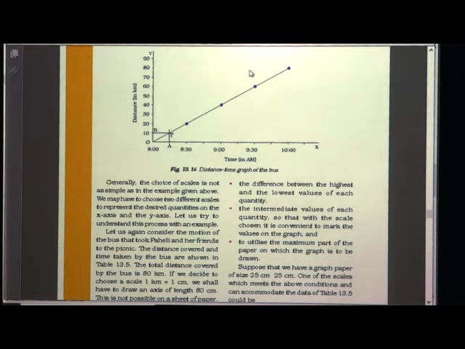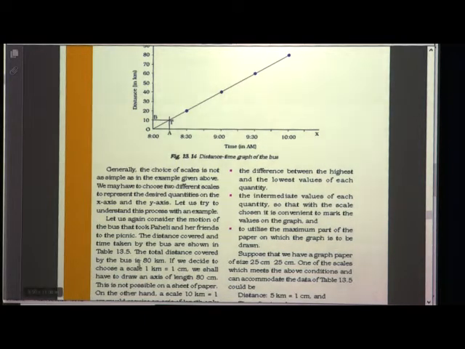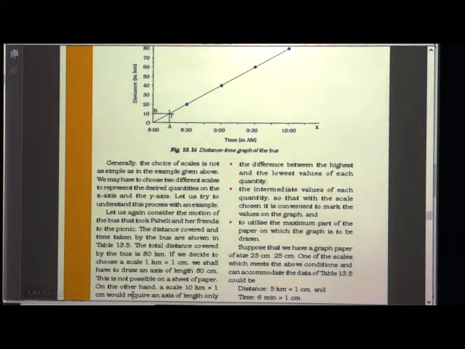So, if we take here also 1 kilometer is 1 centimeter, we shall have to draw an axis of length 80 centimeter. How many centimeters will we need on graph paper? We will need 80 centimeter. This is not possible on a sheet of paper. There are no 80 centimeter marks on graph paper. So that is why it is not possible on a sheet of paper to draw 1 kilometer equal to 1 centimeter.